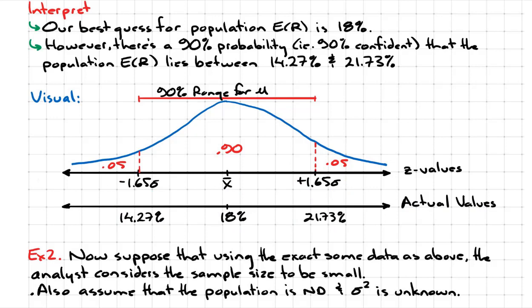And just to wrap up this example, even though we can't observe the population mean, I am 90% sure that it falls somewhere in there. We don't know what it is, but there's a 90% probability that it's somewhere in there. So now let's have a look at another example.